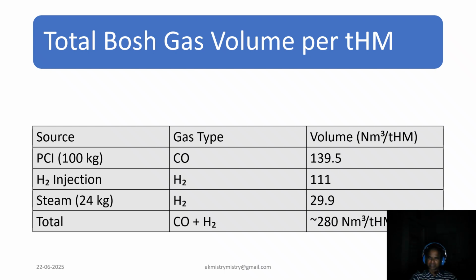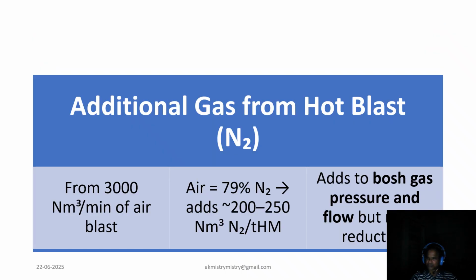But if we consider it in the next slide, as shown, then we can say that when we inject air, nearly 79% of it is nitrogen. So with a blast rate around 3000 normal meter cube per minute, this adds roughly 200 to 250 normal meter cube of inert nitrogen per ton of hot metal. It doesn't reduce iron, but it adds pressure and carries sensible heat upward.